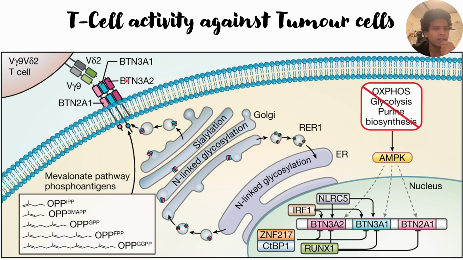In this case, the T cells used are V gamma 9 V delta 2 T cells, and this kind of T cell can detect the receptors present on the tumor cells, that is BTN2A1, BTN3A2, BTN3A1. The receptors on the T cells that interact with these BTN receptors on the tumor cells are V delta 2 and V gamma 9.